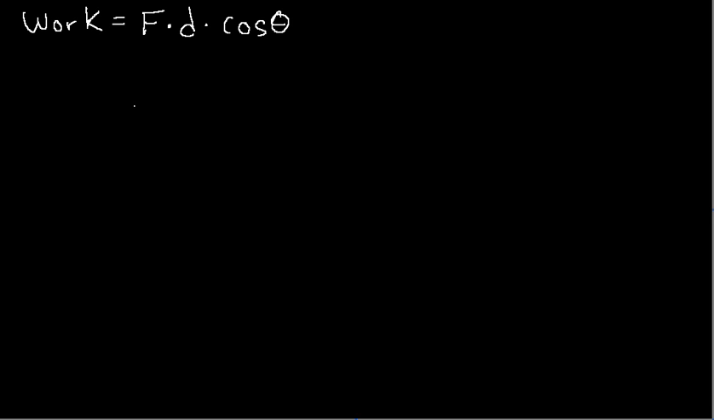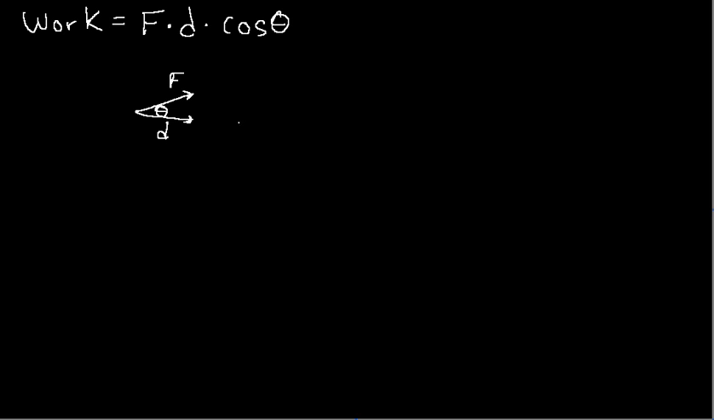So let's say, for example, I have a force applied in that direction. So this is my force. And what happens if the object actually moves this way? So my displacement vector is like that. Then this angle here is the angle between the force vector and the displacement vector.